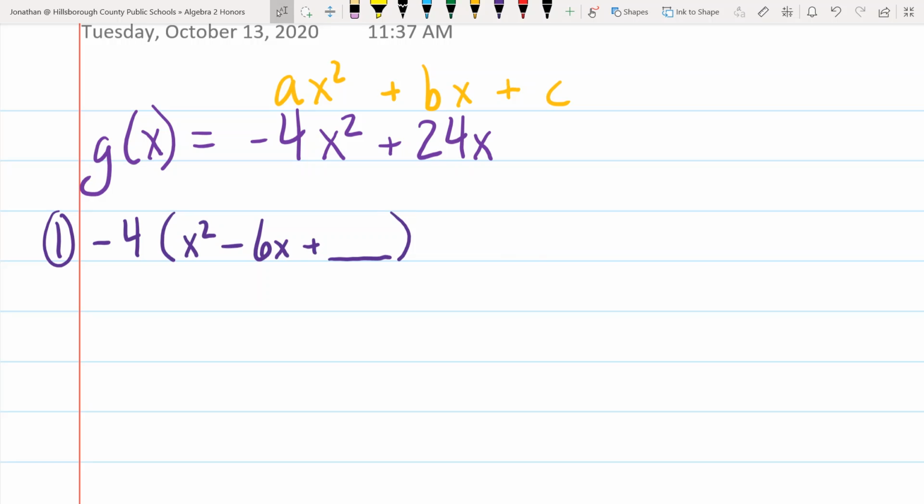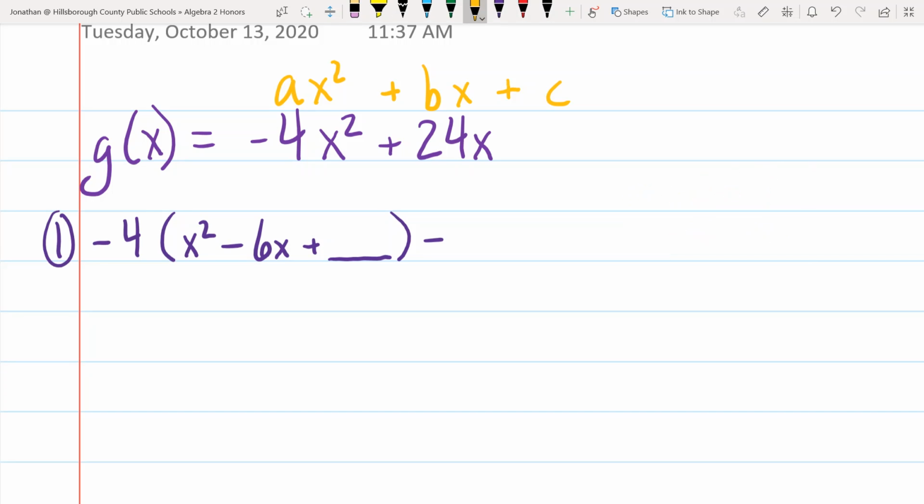Now, whatever we add in for that blank spot, we must also take away. It's a property of equality. We cannot just change something by adding it in there without taking it out. It would be like if we're solving for x in a problem like this. If we subtract 2 from one side, we subtract 2 from both sides. All right, so let's get started.